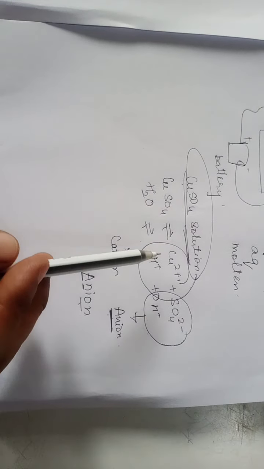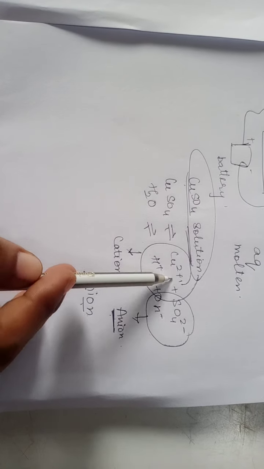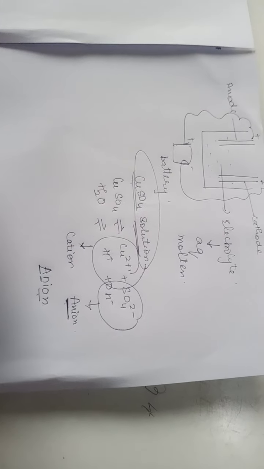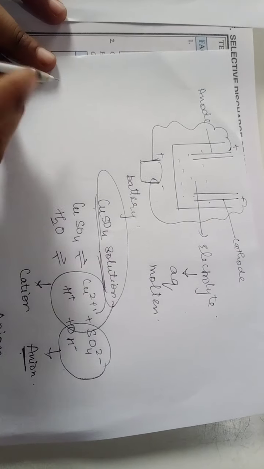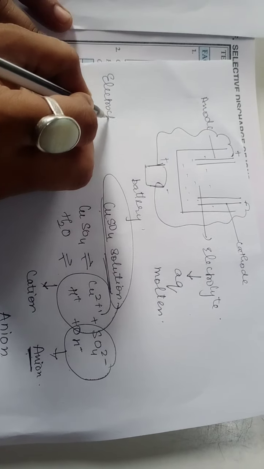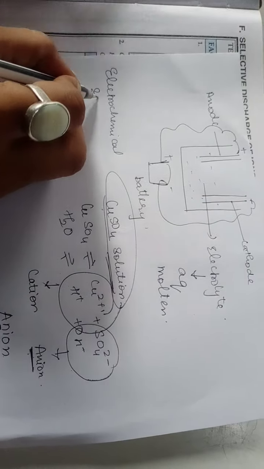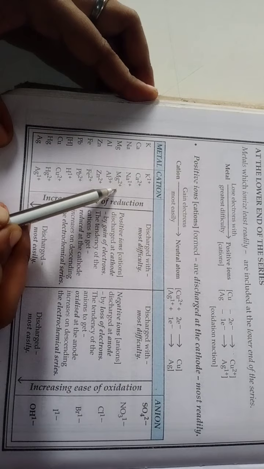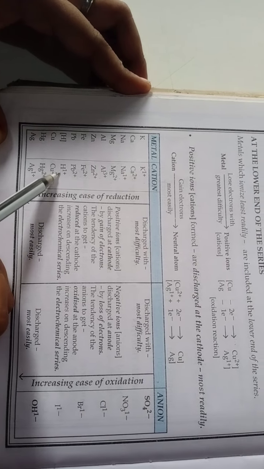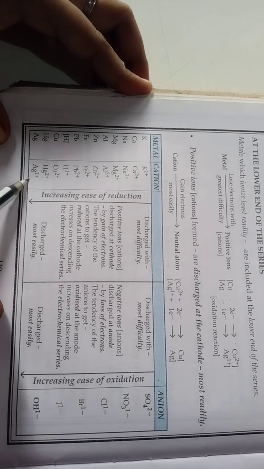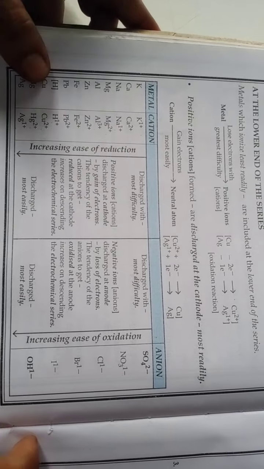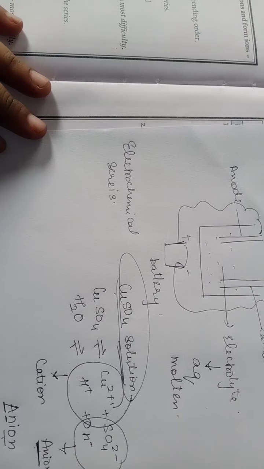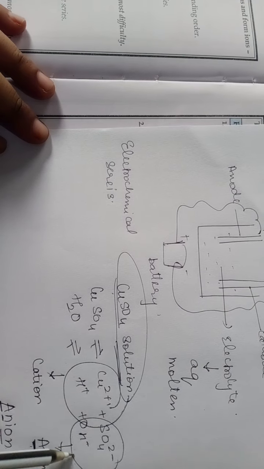Now this preferential discharge depends upon which of the ions will get discharged on the respective electrode. I have already explained to you on the basis of the electrochemical series. This was the series which I explained, yes or no? Potassium, calcium, sodium, magnesium, aluminium, zinc, iron, lead, hydrogen, copper, mercury and silver. These are all the ions which are arranged here. So on the basis of this electrochemical series, this discharge will depend. Are you getting?